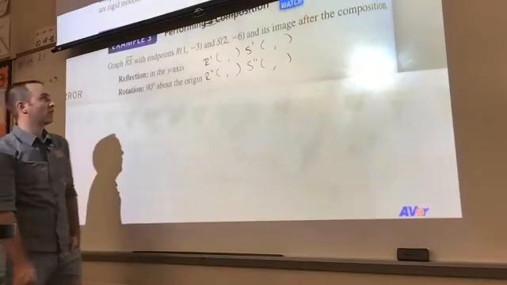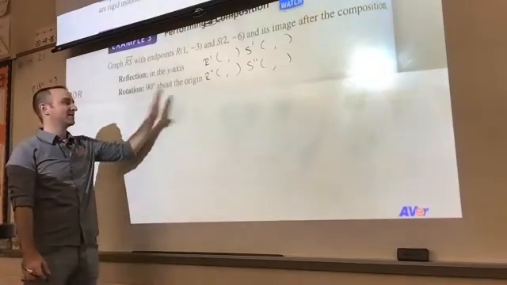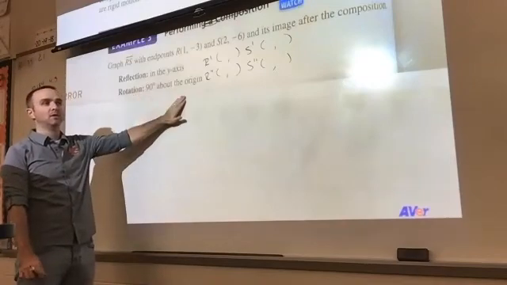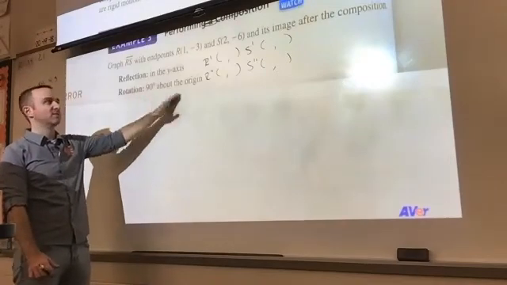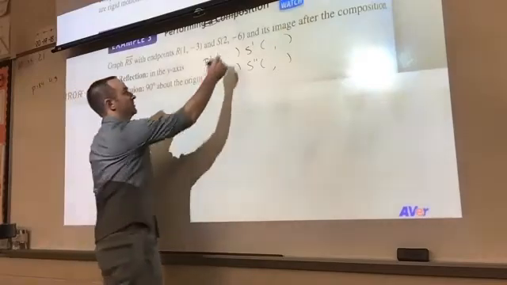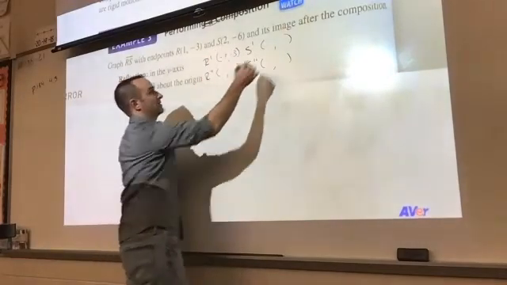All right, so we reflect over the y-axis. When we're reflecting over the y-axis, the y value stays the same. It's not moving up or down, right? It's just moving side to side. So the y value stays the same, and we switch the x.